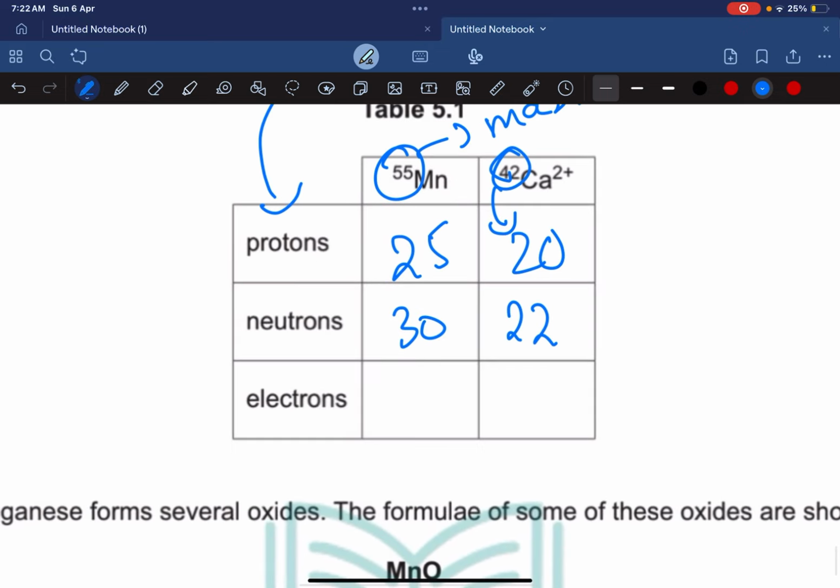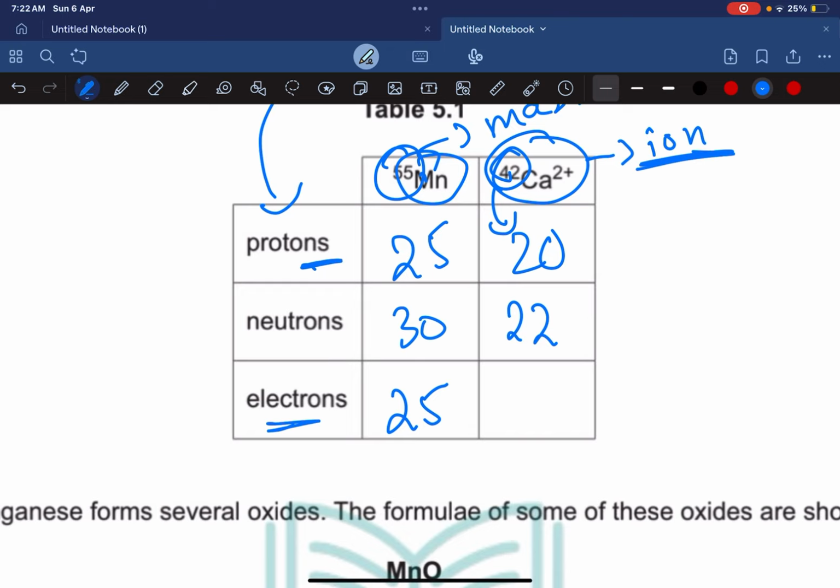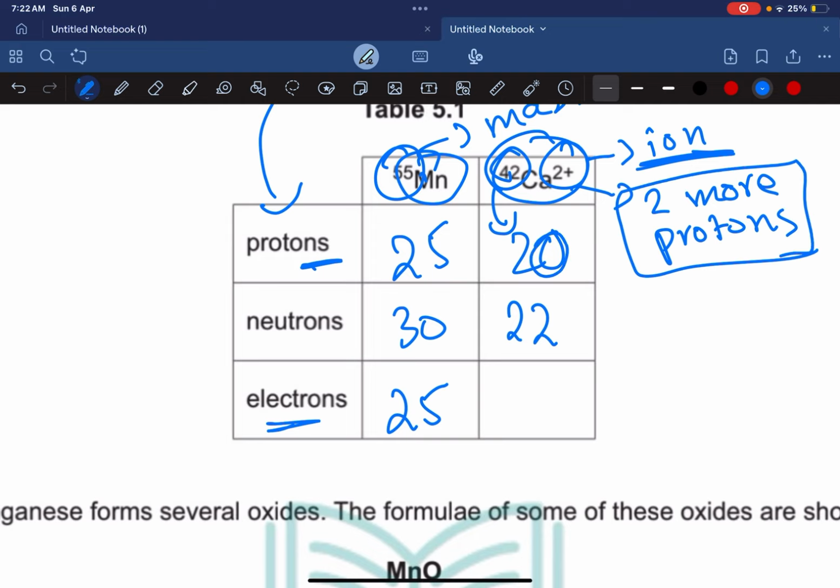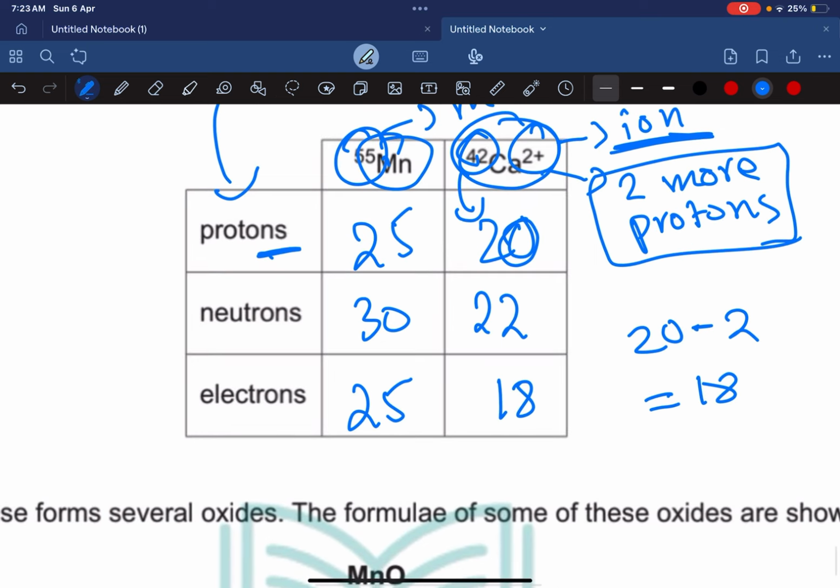अच्छा, अब electrons पे आ जाएं. Because ये एक neutral manganese का atom है, so जितने इसमें protons हैं उतने इसमें electrons भी होंगे. Electron proton number same, so 25. But this is not a neutral atom. This is an ion. Ion means that unequal number of protons and electrons. ठीक है, 2 plus ion means 2 more protons, 2 more positive charge. That means that देखें, अगर protons 20 हैं and there are 2 more protons, तो electrons कितने होंगे? 20 minus 2 now, so 18. Electrons are going to be 18 in calcium ion. ठीक है, so you got to be careful about these charges on the ions.